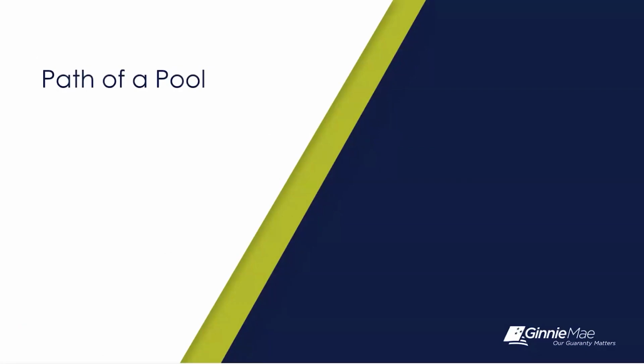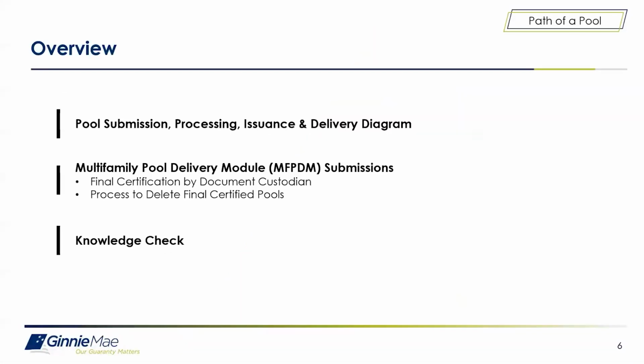We're going to talk about a path of a pool. So let's go to the next slide. In this session, we're going to go through pool submission, the processing, the issuance, and the delivery diagram. We're going to go through the multifamily module submission and final certification by the document custodian and process to delete our final certified pool. And we're going to go through a couple of knowledge checks here. Next slide.